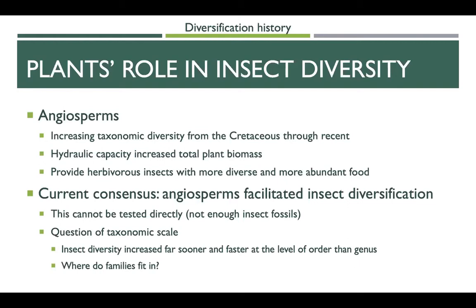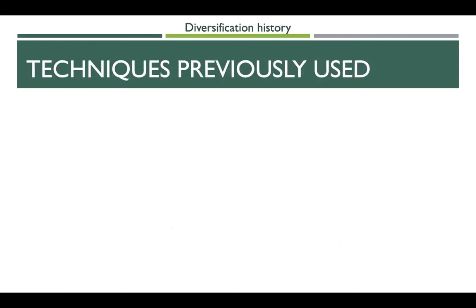And of course, between the taxonomic levels of order and genus, you have the taxonomic level of family. And so then the question is, where do families fit in? Because families are the finest taxonomic level for which we do have enough data to reconstruct insect diversity in deep time. And so there are two techniques that have previously been used to reconstruct the taxonomic diversity of insects.